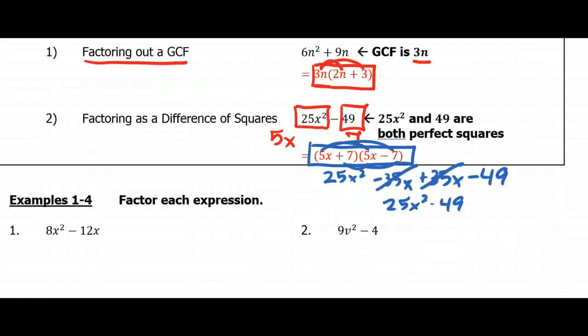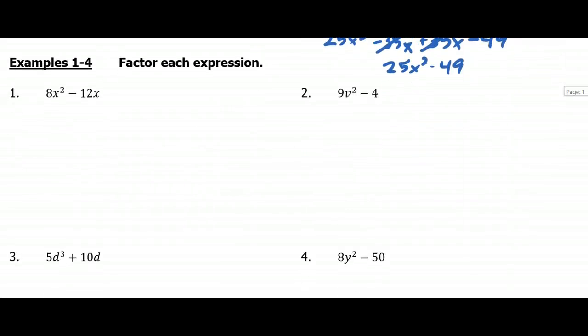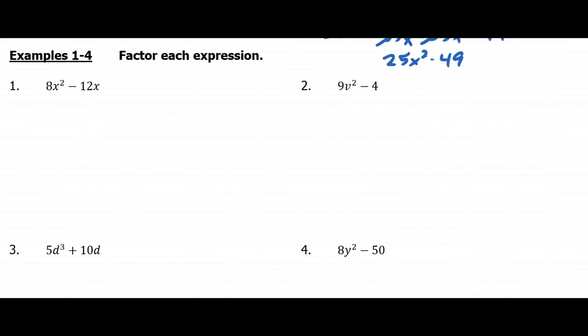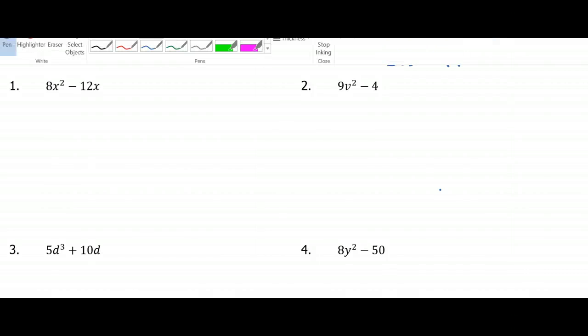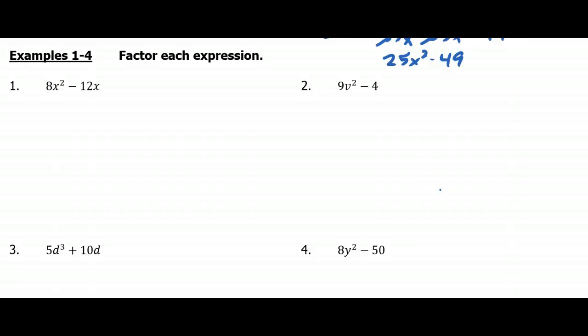So right now in examples 1 through 4, we're just going to review these two factoring methods, all binomials, and practice factoring those. So for number 1, I have 8x squared minus 12x. It's a binomial, so the very first thing I'm going to do, and this is true again for all factoring problems, is look for a GCF.